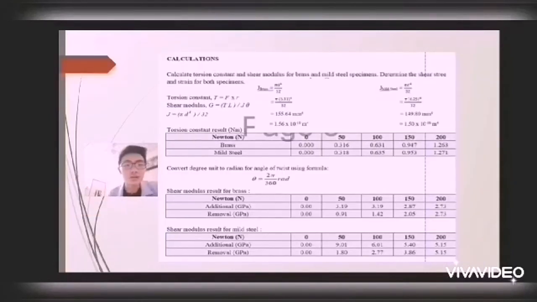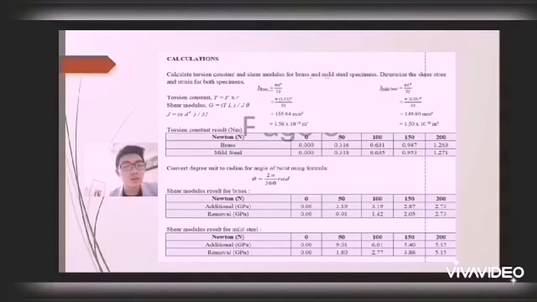This is the calculation part. In this part, we need to find the torsion constant and shear modulus for the brass and mild steel specimens, and also determine the shear stress and strain for both specimens. So the torsion constant, which we symbolize as T, is equal to force times radius. Shear modulus, which we symbolize as G, is equal to the torsion constant times the length of the specimen, divided by the product of the dimension of shaft times the angle of twist. The dimension of shaft is equal to pi times diameter to the power 4 divided by 32.